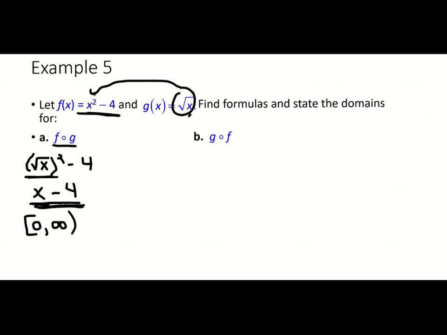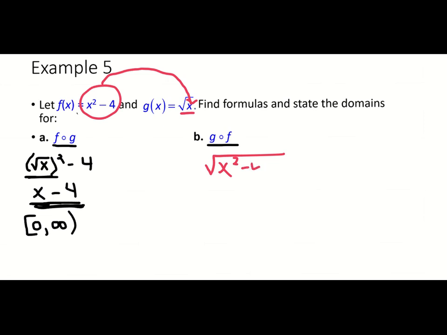Now the next one is going to be a little bit different domain-wise. We're going to do g composed with f of x. So let me erase this part a little bit. All right, so that means we are going to start with g and then plug x squared minus 4 in for x. So when I write it, it's going to end up being x squared minus 4 under the radical, and that would be g composed with f. I took the g function and I plugged f of x in where there was an x.